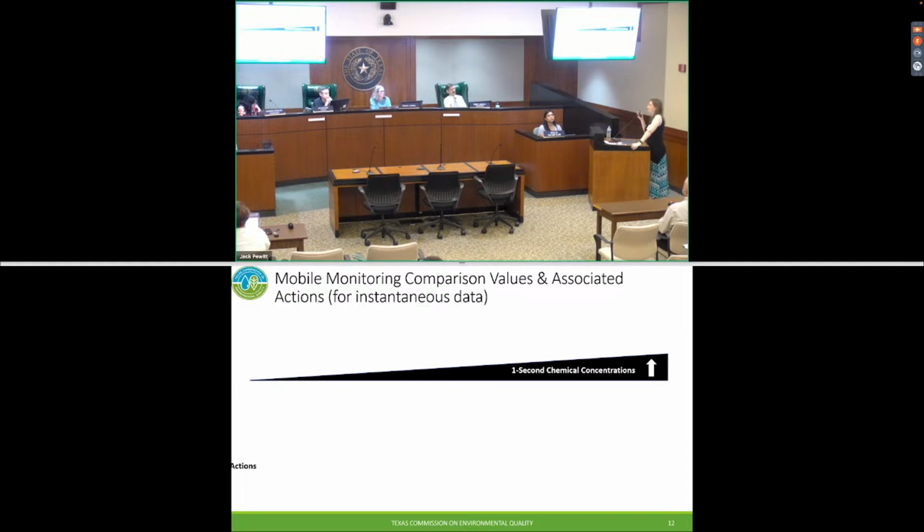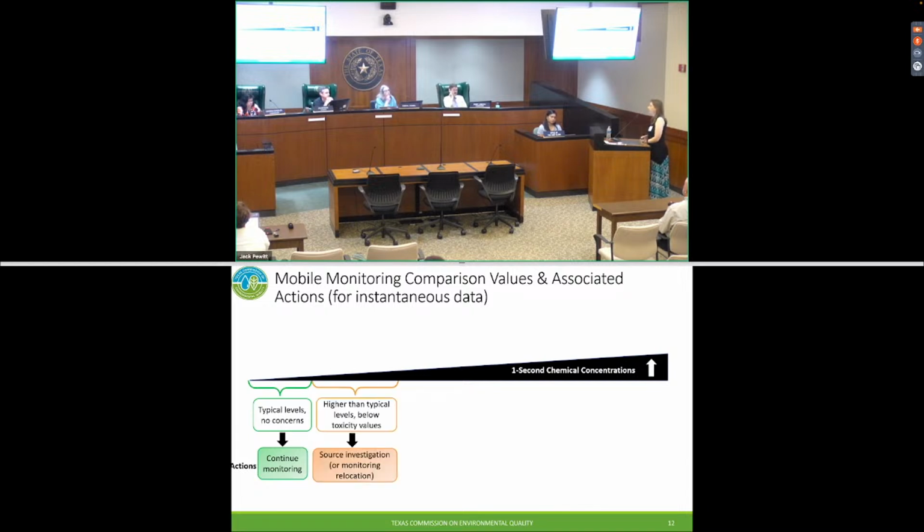So this is kind of a summary slide of what these values are, what they're based on a little bit, and the actions that are associated with an exceedance. So what you have is kind of the scale of increasing chemical concentration. At the very bottom of the scale, low concentrations, these are typical levels, no problem. Just what we would normally measure in ambient air. And so the action associated with that is, we're good, keep going. As you go higher, we move into concentrations that are higher than typical levels. They're below any issues of toxicity concern, but now we're like, okay, this is a normal amount of this chemical. And so that triggers source investigation.